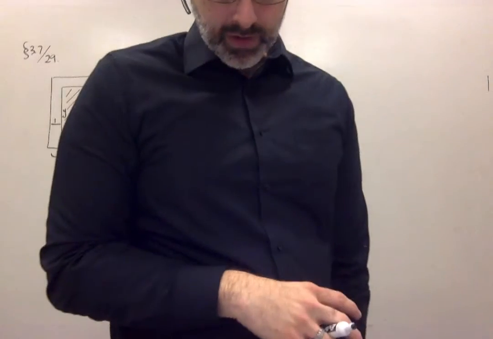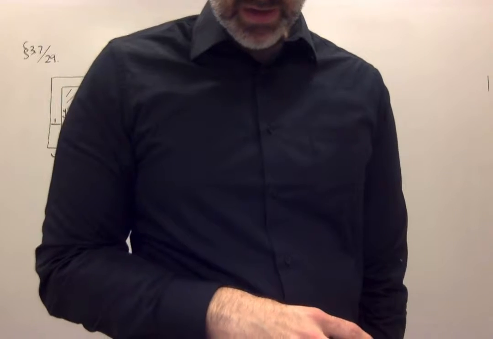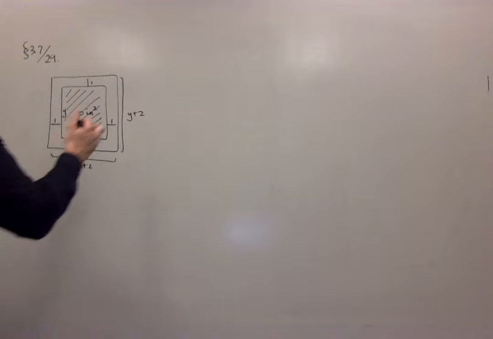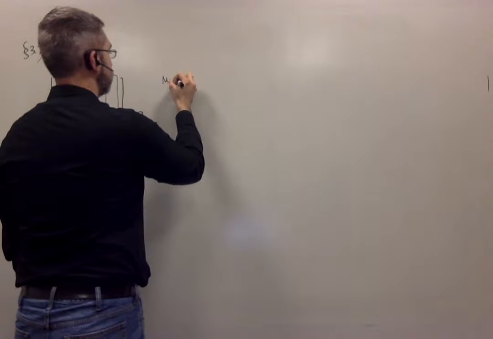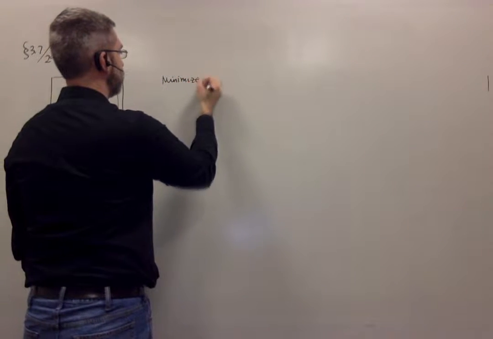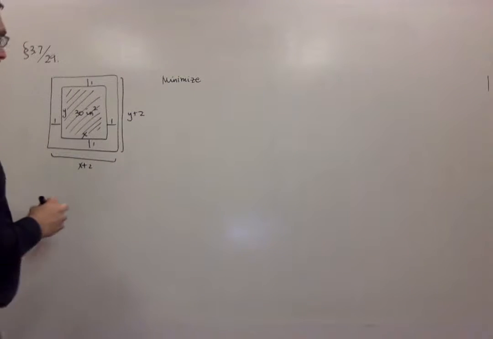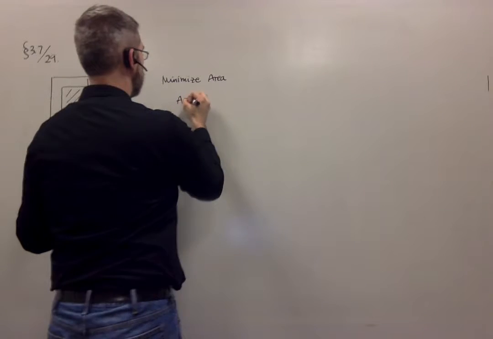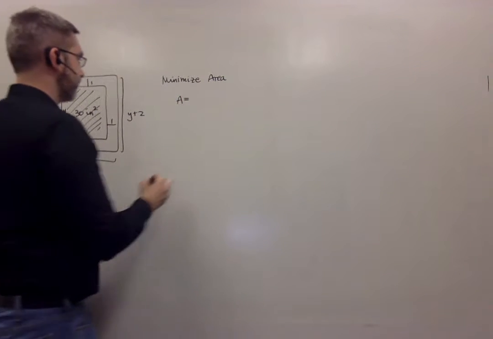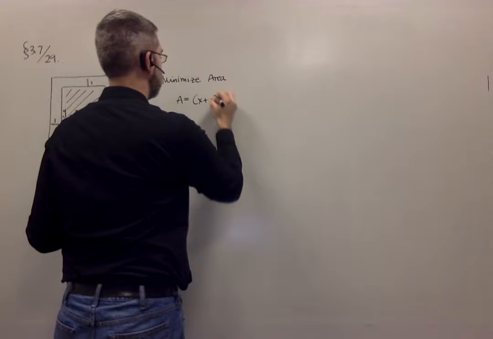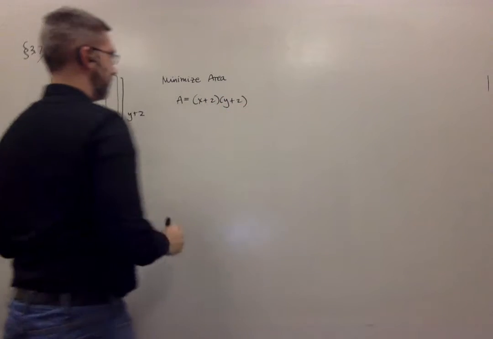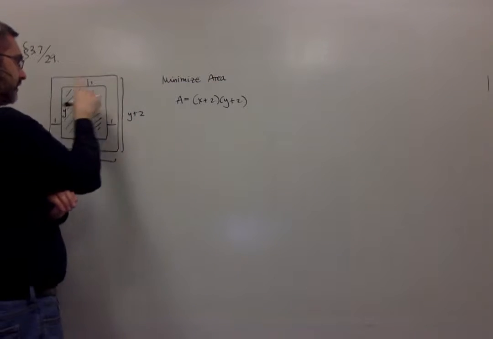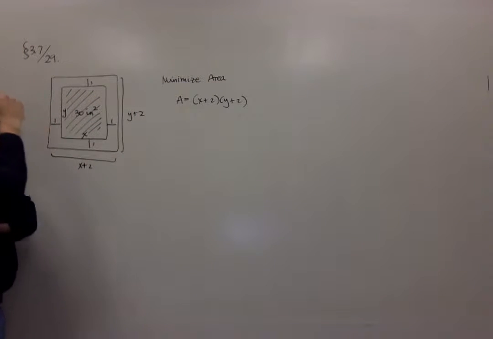And what I'm asked to do in the problem is find the dimensions of the page that we use the least amount of paper. So in other words, I want to minimize, that least tells me I want to minimize. And the thing I want to minimize is the area of the paper, the total area of the paper. And the total area is going to be X plus 2 times Y plus 2.